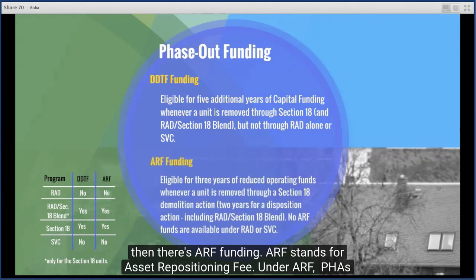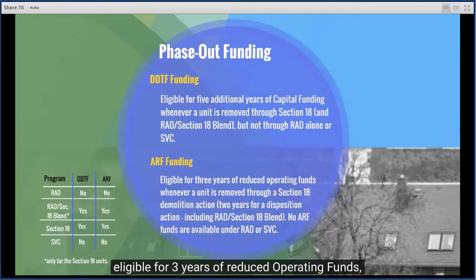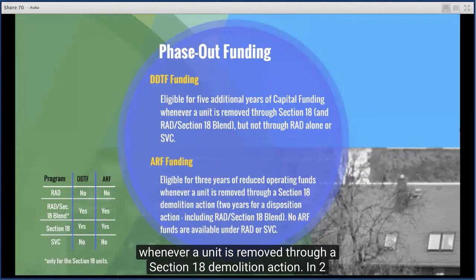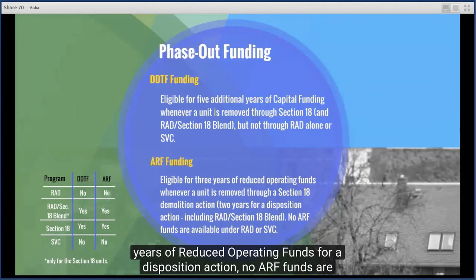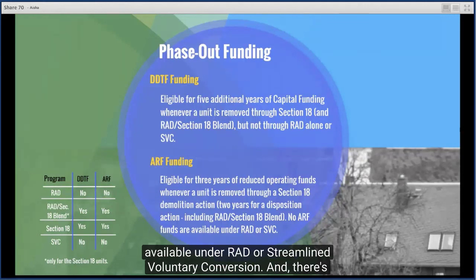And then there's ARF funding. ARF stands for Asset Repositioning Fee. Under ARF, a PHA is eligible for 3 years of reduced operating funds whenever a unit is removed through a Section 18 demolition action, and 2 years of reduced operating funds for a disposition action. No ARF funds are available under RAD or Streamlined Voluntary Conversion.